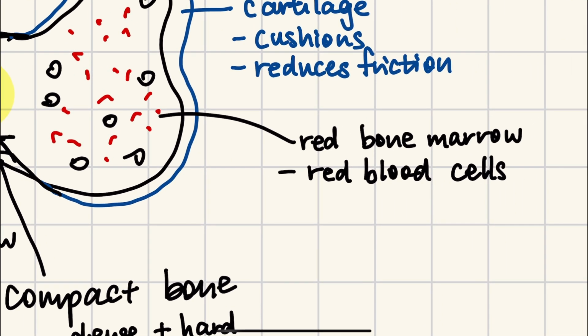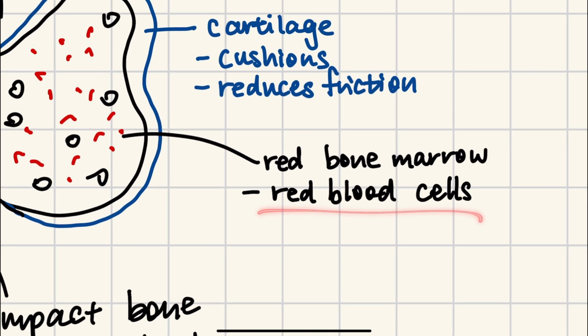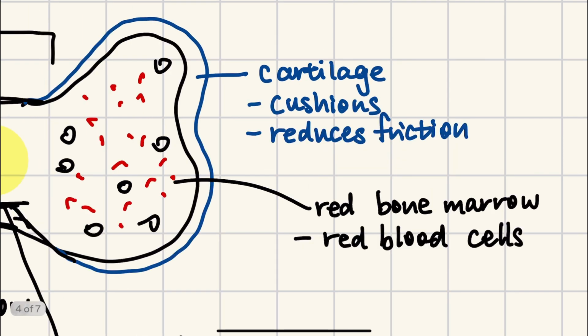In the head, we also have the red bone marrow. The red bone marrow are these red dots over here, and they produce red blood cells, which is essential for our body. The cartilage is this blue area around the bone.